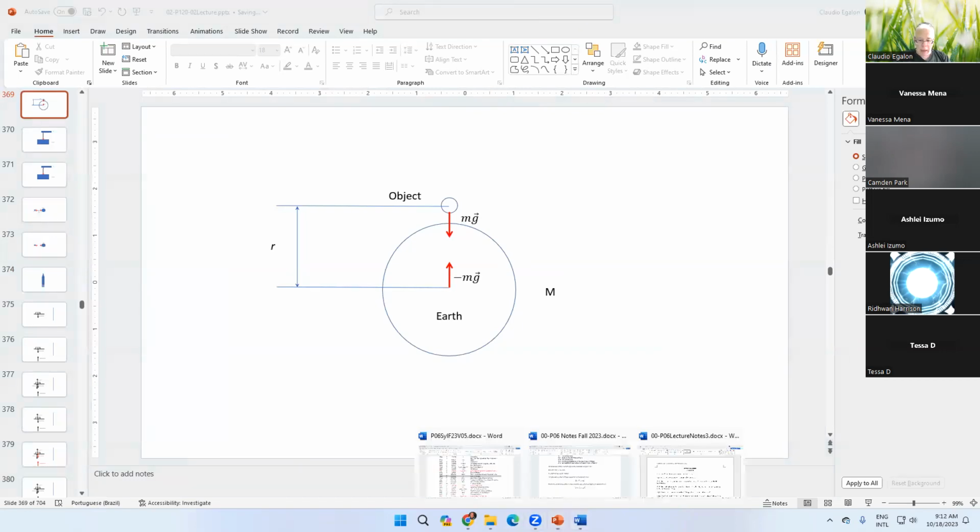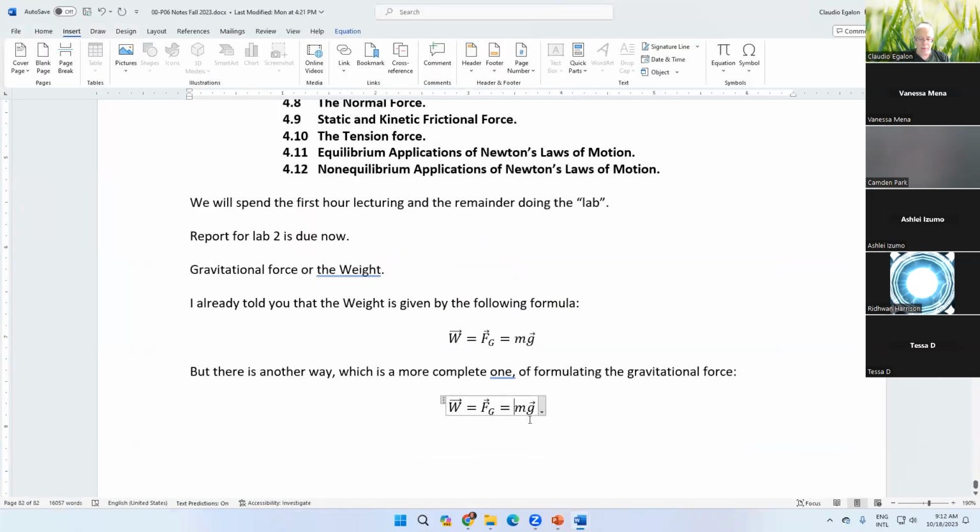And I'm going to write down in my Word document first. So it's going to be given by something like that, minus big G, big M, which is in this case the mass of the Earth, small m, which is the mass of the object. And we are going to have something here that is the unit vector r hat. Okay?